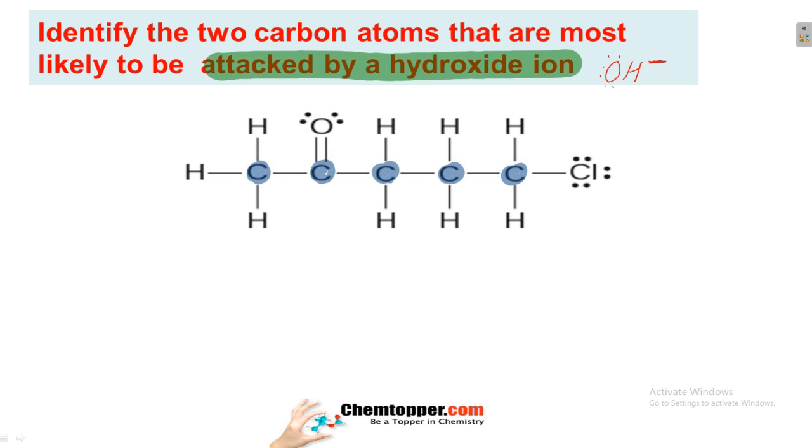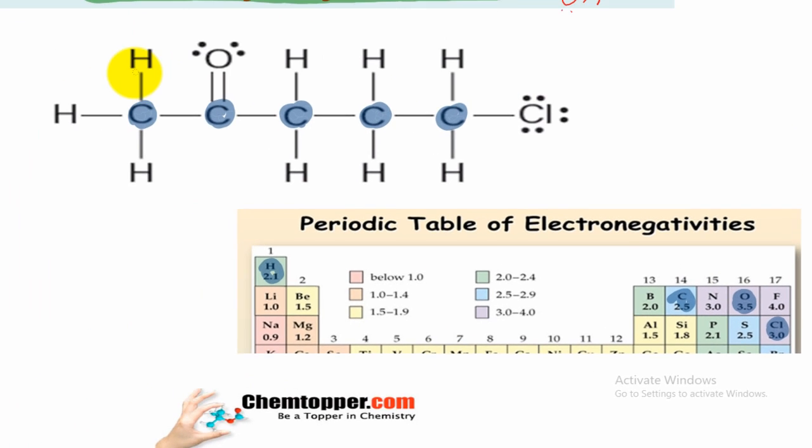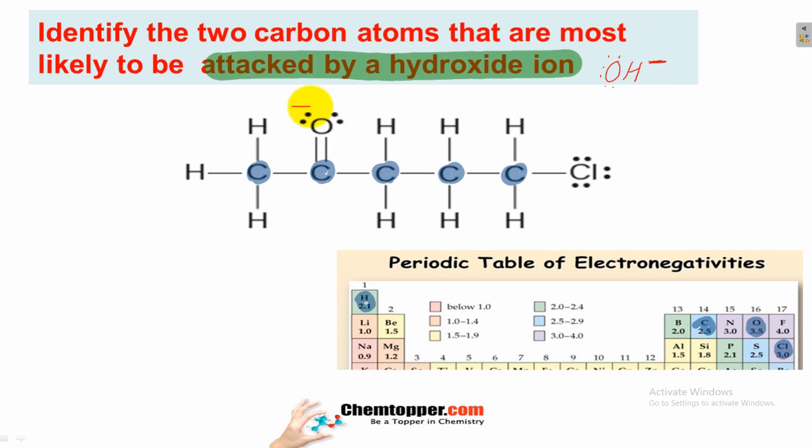If we compare the electronegativities of the atoms present in the given organic compound, oxygen and chlorine are the most electronegative atoms. Hydrogen is the least electronegative atom. The carbon-hydrogen bond is the least polar bond. It means wherever chlorine and oxygen are present, that particular bond is going to be polar in nature.